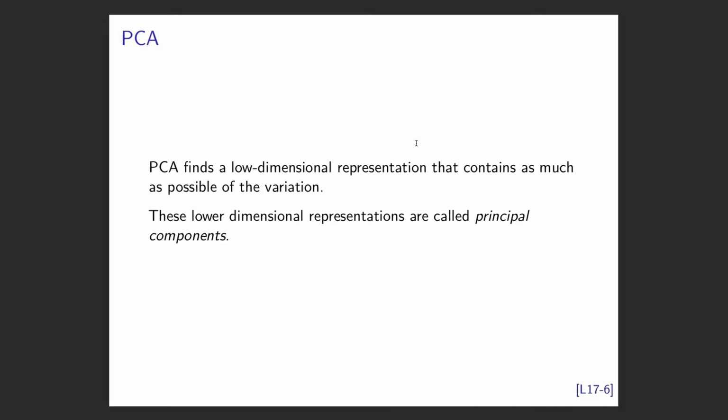So you can say, well, how can I choose this lower dimensional representation? I want to find a lower dimensional representation that contains as much as possible of the variation. There's variability in our data, and we want to maintain that variability in lower dimensions. And these lower dimensional representations are called the principal components.